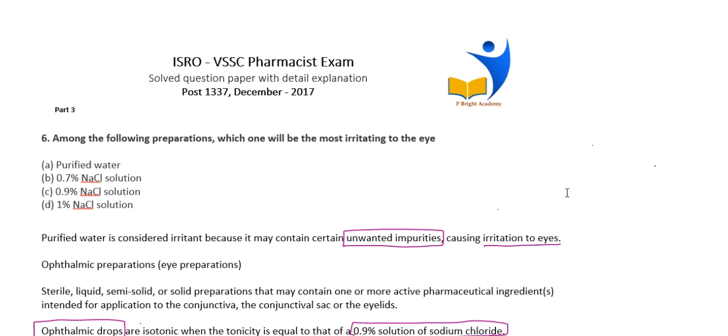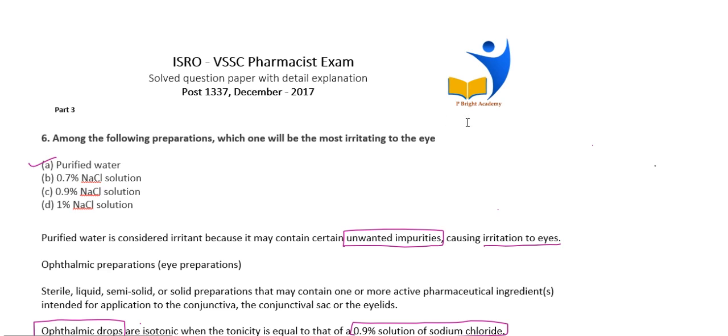Among the following preparations, which one will be the most irritating to the eye? We have different options here: purified water, 0.7% NaCl, 0.9% NaCl solution, and 1% NaCl solution. The right answer is purified water.